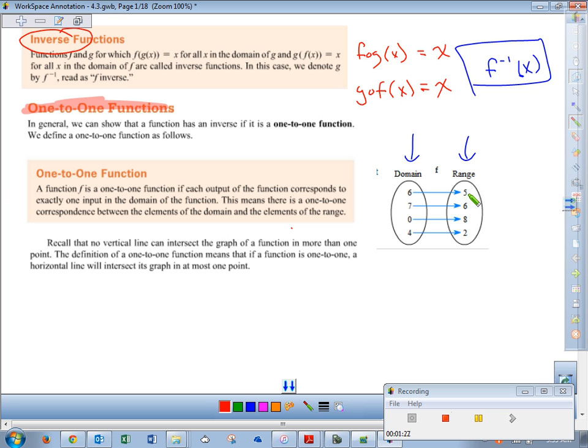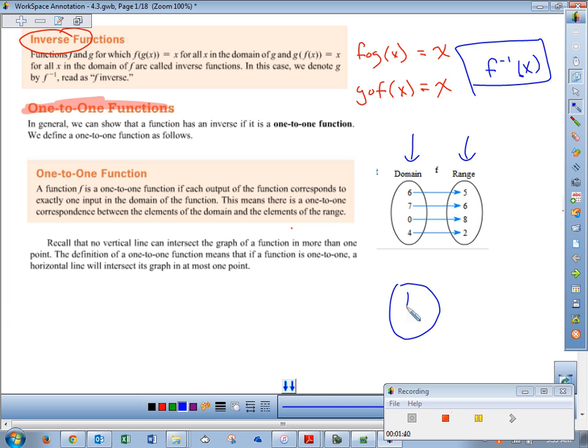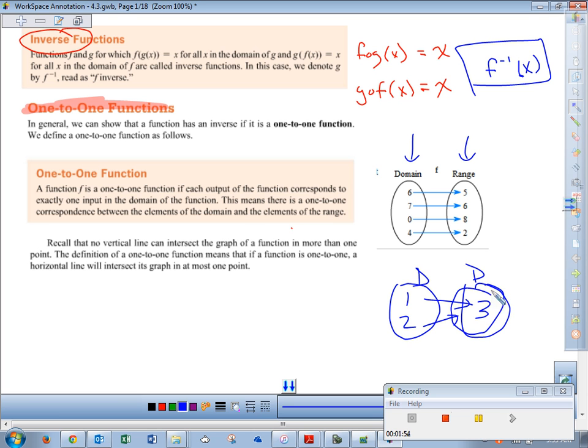Just one guy pointing to him, one guy pointing to him, one guy pointing to him, as opposed to, see in this, 1, 2, 3, even though this is a function right here because every element in the domain maps to exactly one element in the range, it's not one-to-one because don't both of those point to 3? Two arrows pointing to 3, bad deal. So if it's one-to-one, then that inverse will be a function. If a function is one-to-one, its inverse will be a function. That's if you had a mapping.